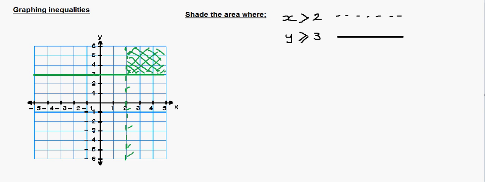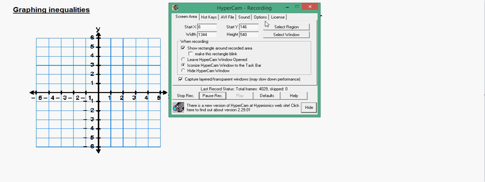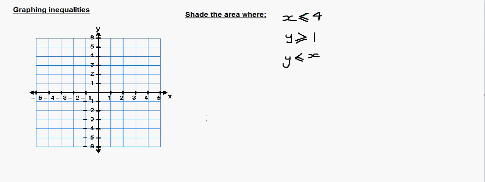Okay, so what I'm going to do now is pause the video. I'm going to put up a fresh graph and we'll do another one. So I have a fresh graph, and again shade the area where x is less than or equal to 4, where y is greater than or equal to 1, and where y is less than or equal to x.